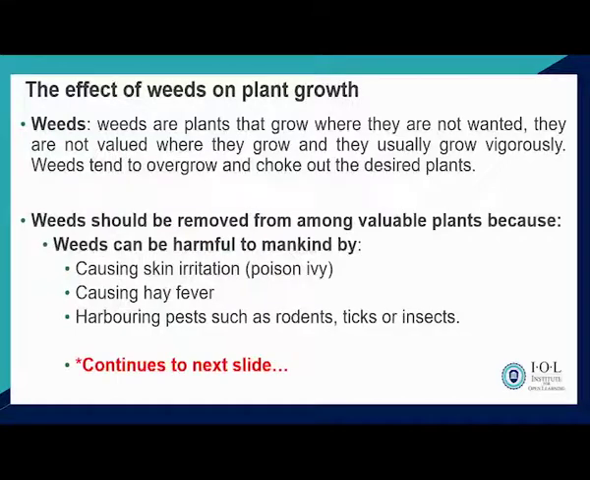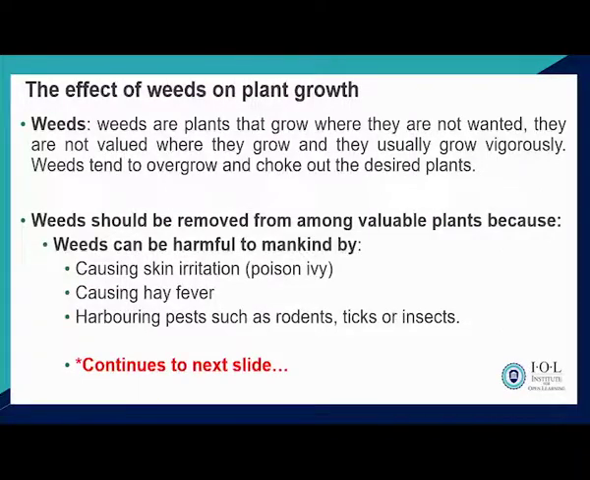It has to do with the effect of weeds on plant growth. Weeds are plants that grow where they are not wanted. They are not valued where they are grown, and they usually grow vigorously. So when you are asked to describe what a weed is, it's a plant that grows where it's not wanted or where it's not valued. And weeds usually grow at a vigorous rate compared to your desired crops or plants.